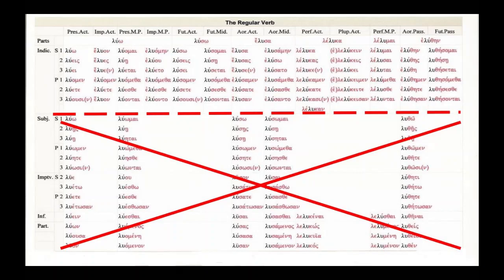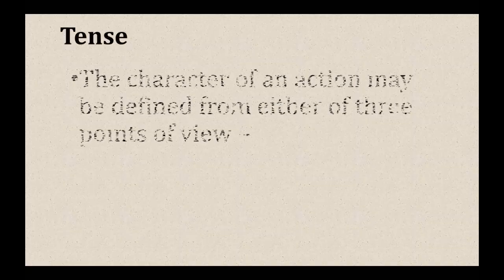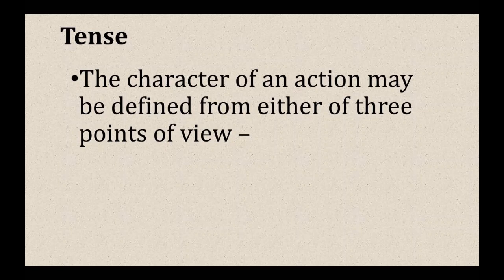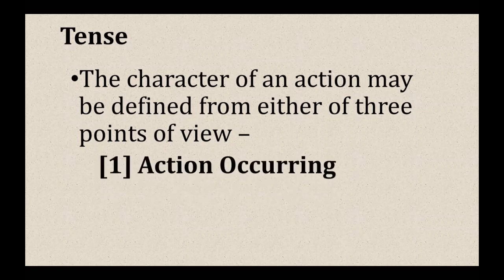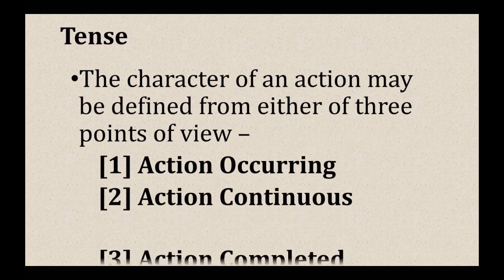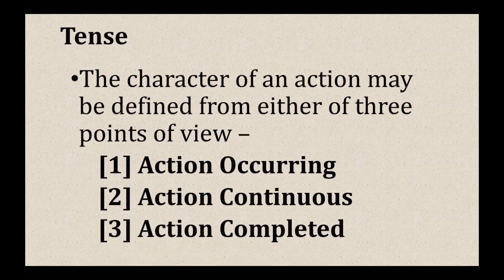So tense, this is the character of an action. It can be defined from 3 points of view. We have action occurring, action continuous, action completed. And the first one is where everything started. That's the aorist, action occurring. It's just a statement of fact. Oftentimes it'll focus on past, but it isn't limited to past. The aorist can be used as something in the future.